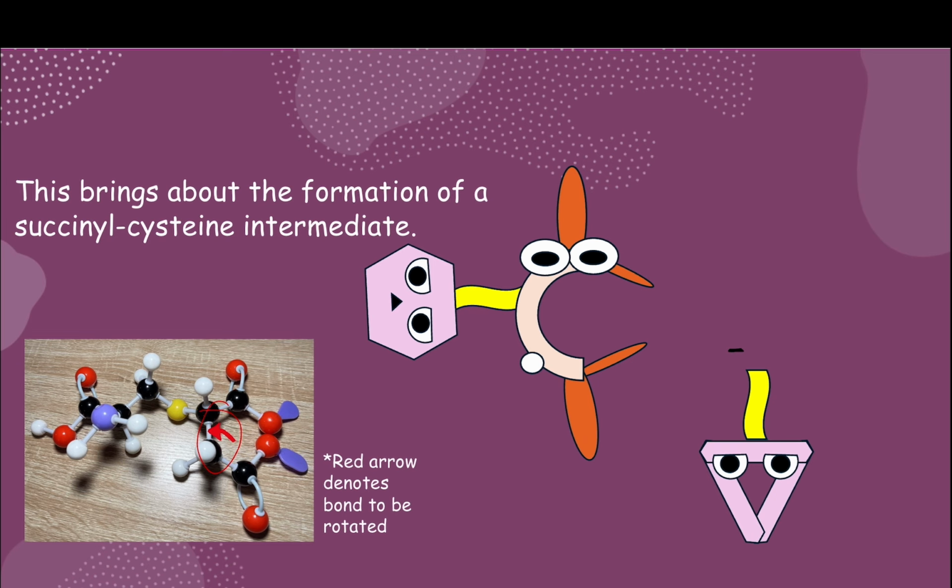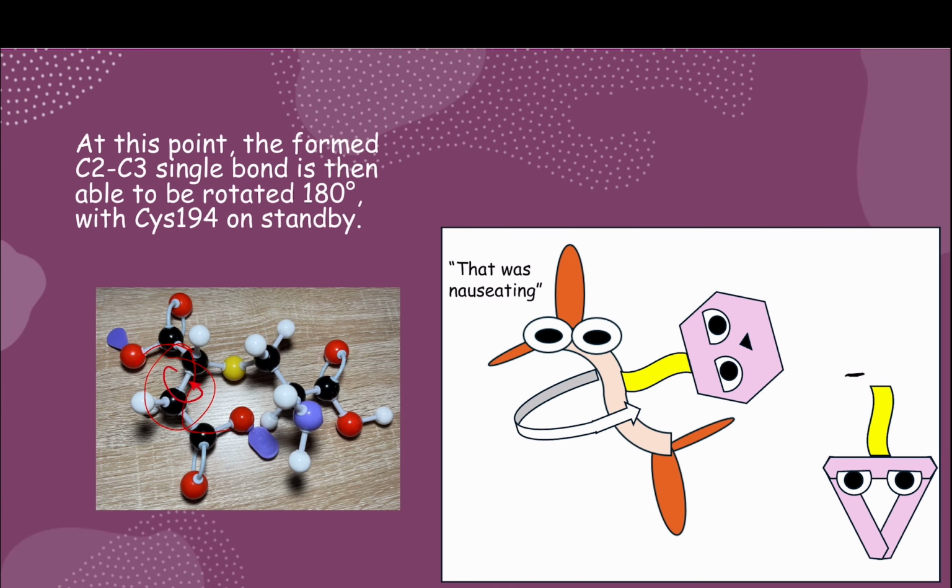Now, over here in this diagram, the red arrow points to the bond which is going to be rotated, which is a critical step in the conversion of malleate to fumarate. At this point, the formed C2-C3 single bond is now rotated 180 degrees with cysteine 194 on standby. See once again over here.